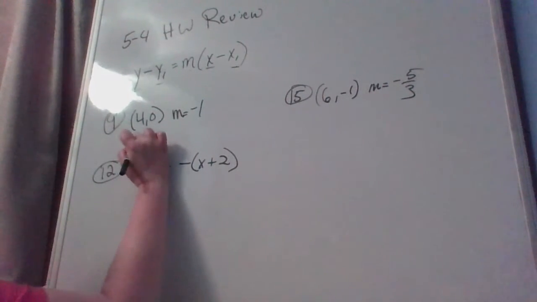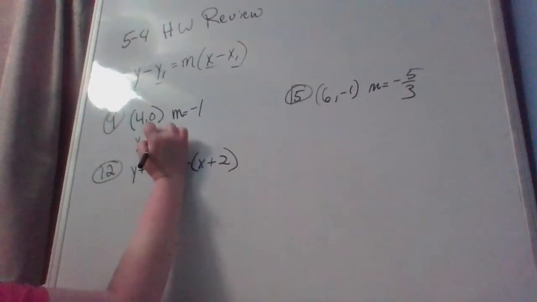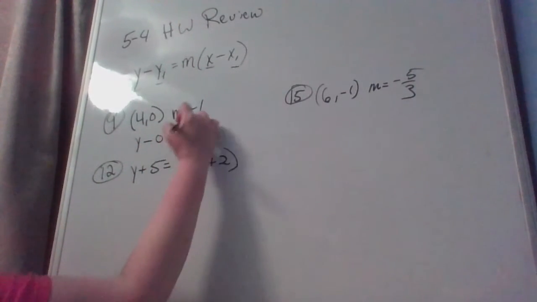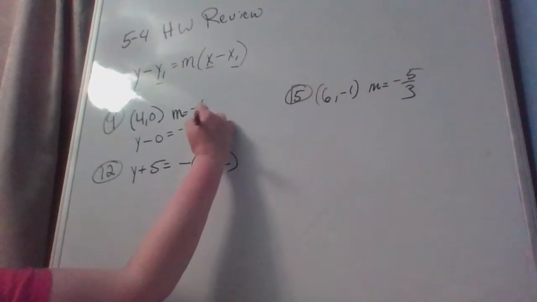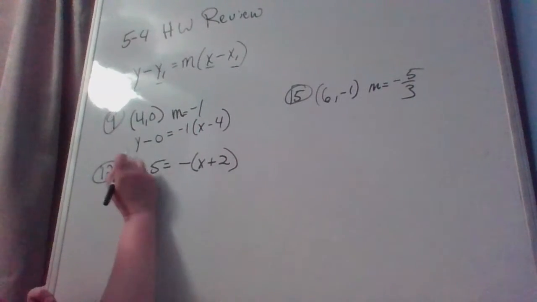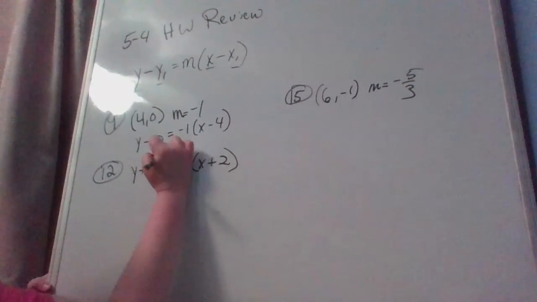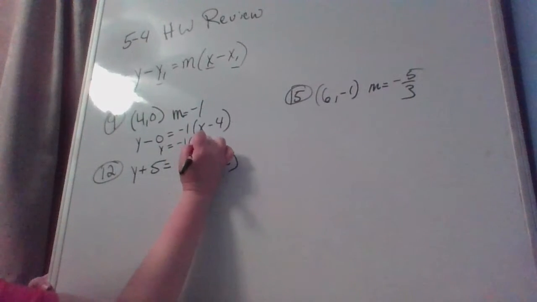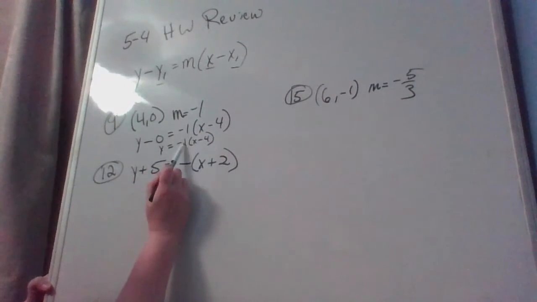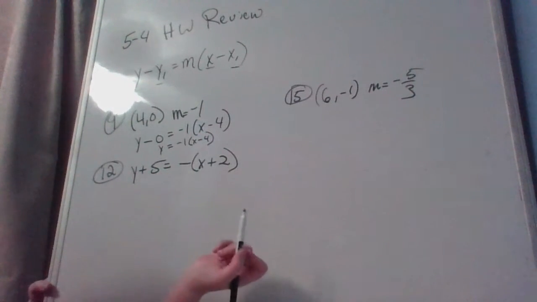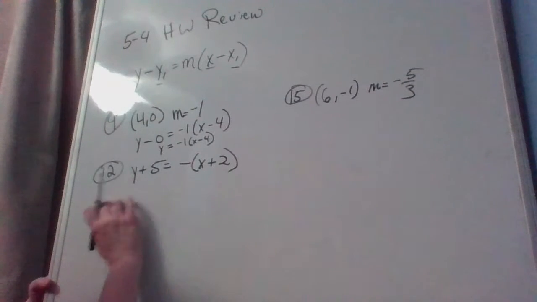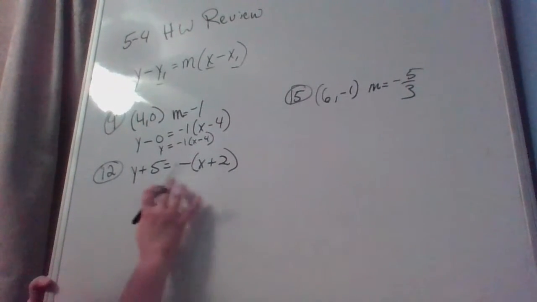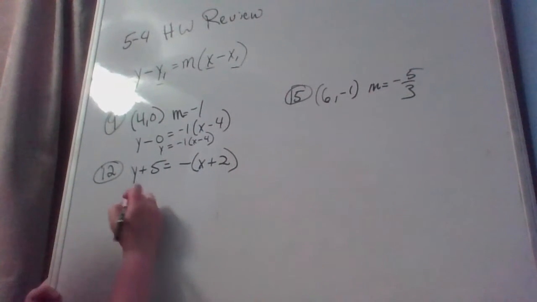So we're going to say y minus 0 equals -1 times x minus 4. Y minus 0, of course, is just y. So we can reduce that and say y equals -1 times x minus 4. Number 12, you're given the equation and you're asked to graph.